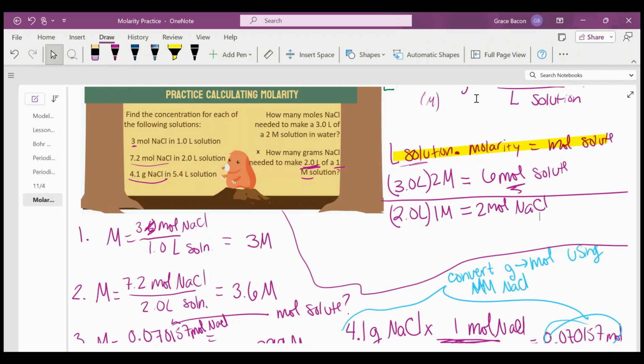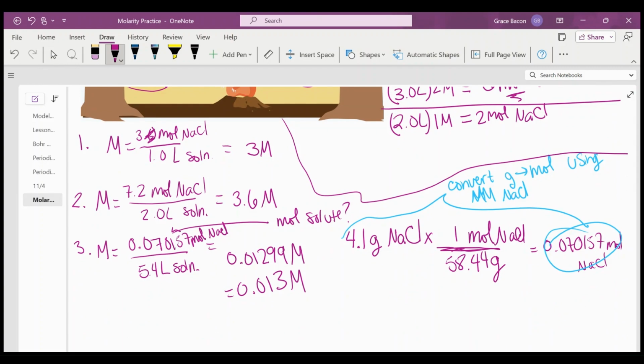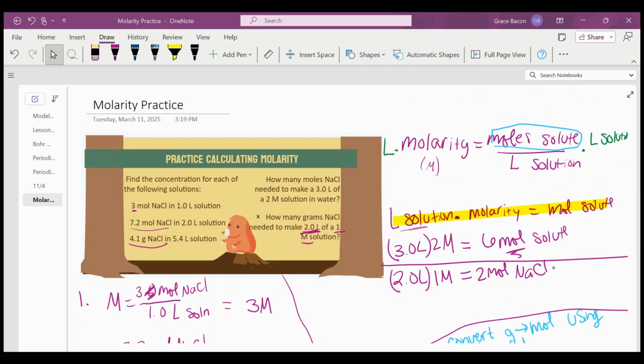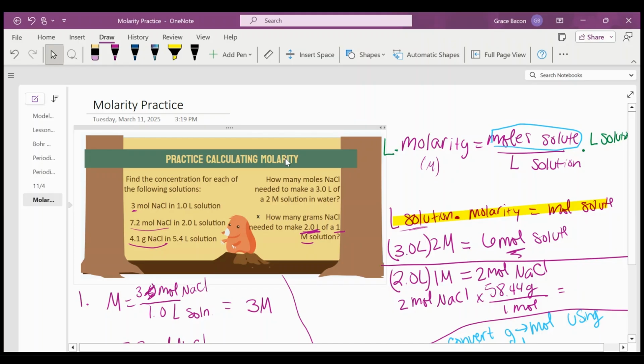So we're going to use this molar mass that we calculated, 58.44 grams per mole. And we're going to say, all right, this is my conversion factor. So I'm going to take these 2 moles NaCl, and we're going to multiply by our molar mass, 58.44. And finally, we'll get our last answer here: 58.44 times 2 gives me 116.88.